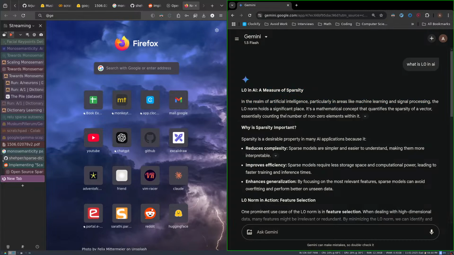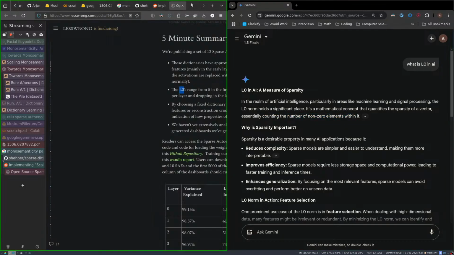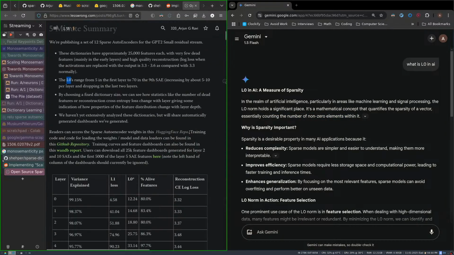L0 norm is a mathematical concept that quantifies sparsity in a vector, essentially counting the number of non-zero elements in it. Okay, so lower L0 means that the matrix is sparse. Right.